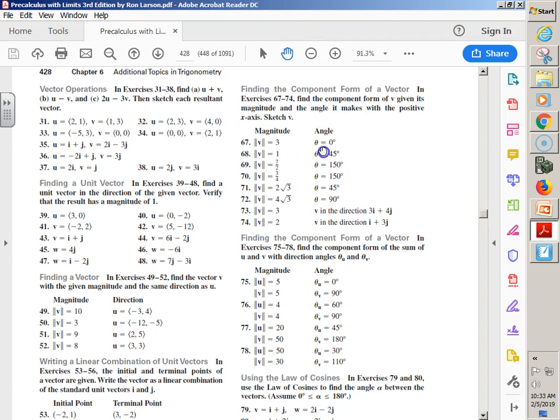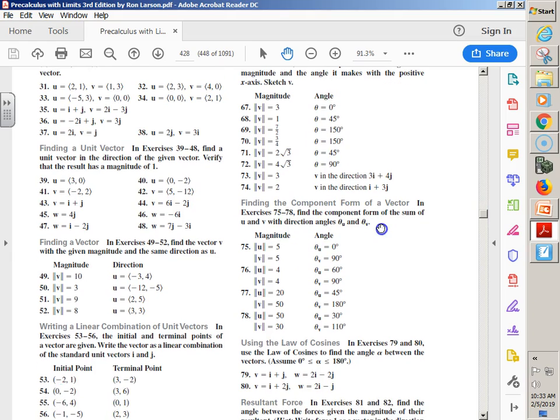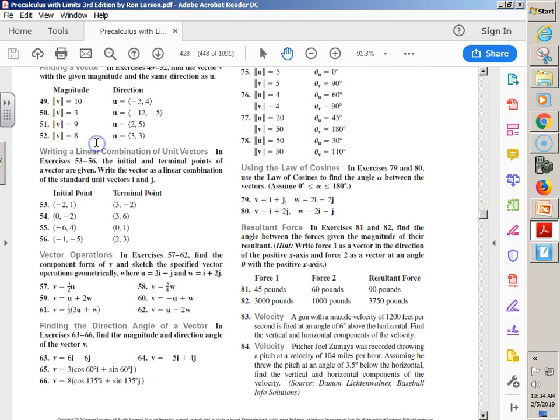Now, where are we at? Finding components from magnitude and direction angles. Oh, hey, we have formulas. Finding components when you add magnitude and direction angles. Oh, hey, if they give us more than one and tell us to add, do you think we need to find each one's components and then add them together? Yeah. Got it. So, man, we're up in the 70s already.